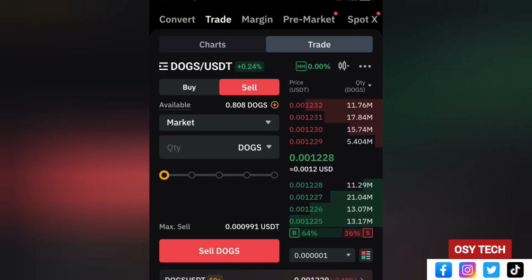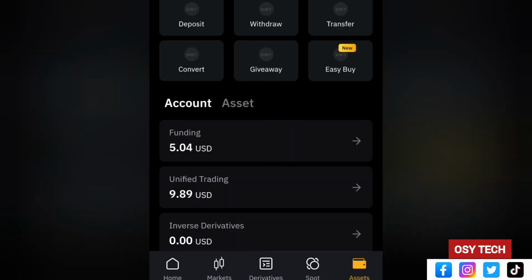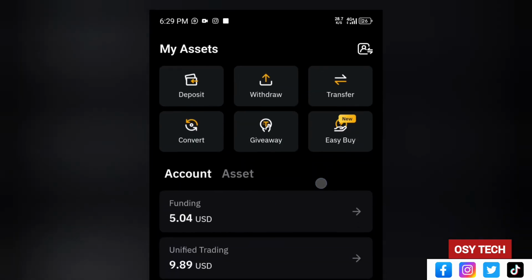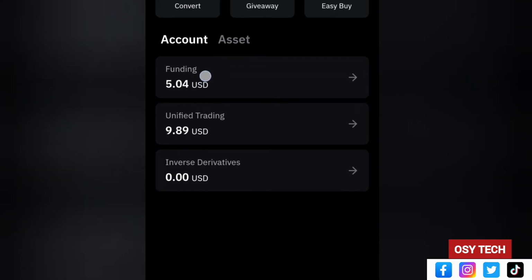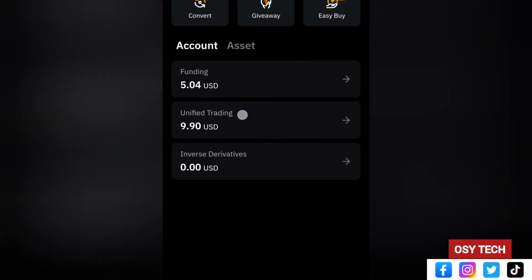Okay, so down here you go to the asset. So look down here, and then you tap on the asset. So when you tap on the asset, then you scroll down a little, and then you could see we have the funding, and then we have the unified. Your money is now at the unified trading, and let me show you how you can withdraw from your account to your Momo or your bank account.